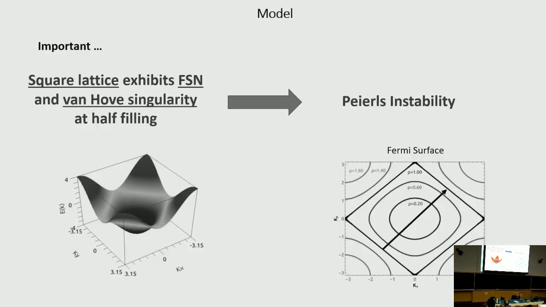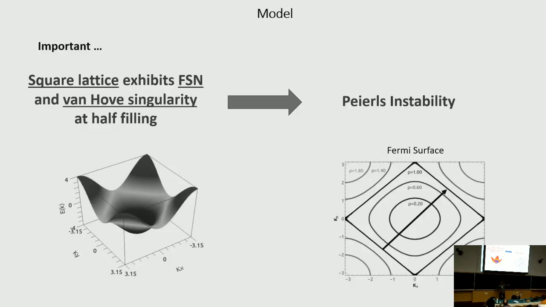Let me remind you of one very important thing. I'm working with the square lattice. In the square lattice, I have Fermi surface nesting, and I have a Van Hove singularity. Because of these two things, I have a very divergent electron susceptibility, and what I expect is that I will have a Peierls-like charge density wave. So let's see what we have.